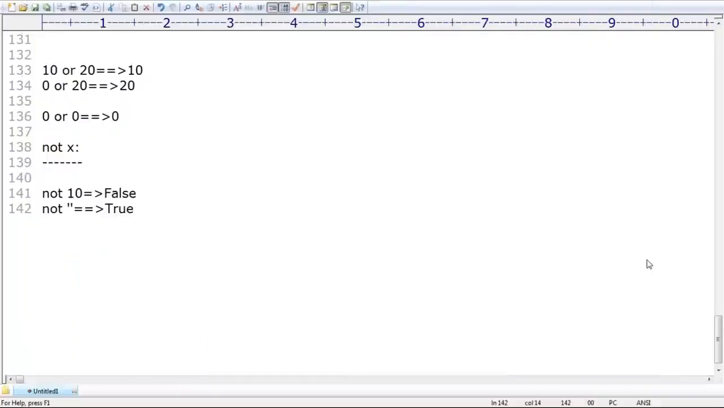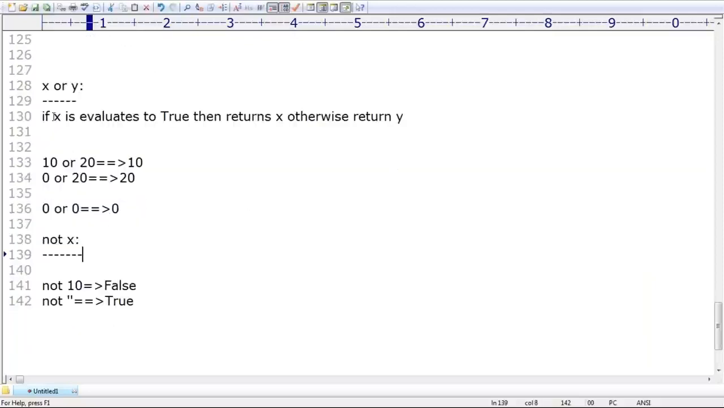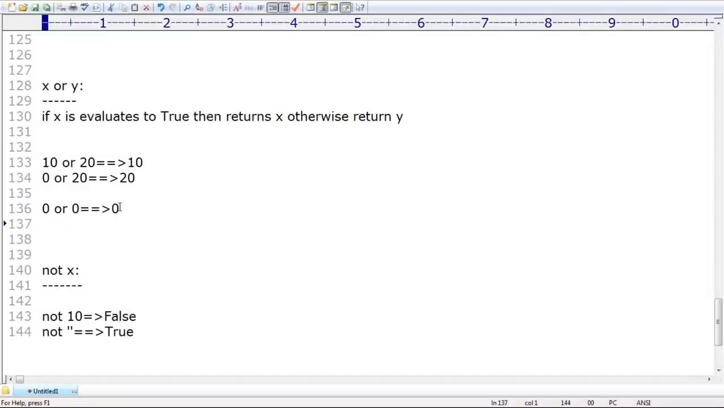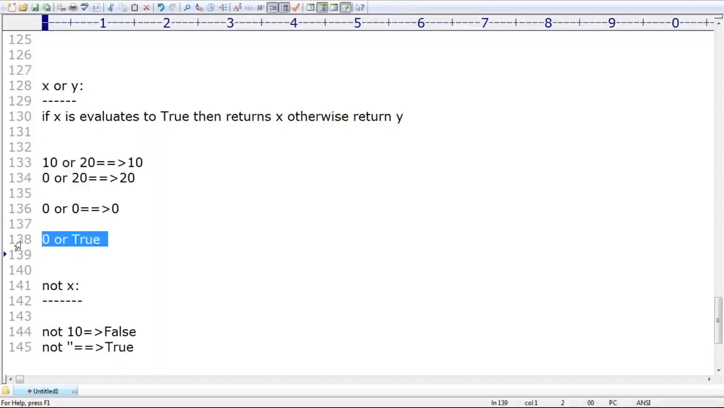Okay. Yuvraj, you are asking some doubt. You have to tell, sir, the or operator: if the first one is true, consider the first one. Otherwise, consider the second one. Sir is asking the question: 0 or true, what is the answer we are going to get? Immediately you have to tell. Don't take much time. 0 or true.